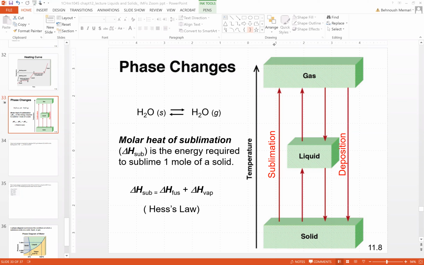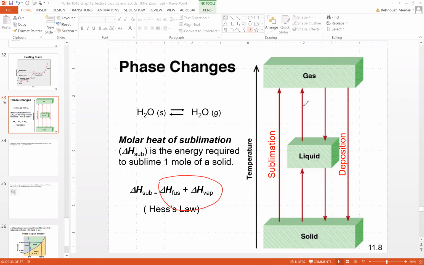Okay, so we have our phase changes, like molar heat of sublimation. That is going to be the amount of heat needed to go from solid to gas directly, and deposition is gas to solid directly. But the total amount of the sublimation is going to be equal to fusion plus vaporization. So you add the two together in terms of the values.